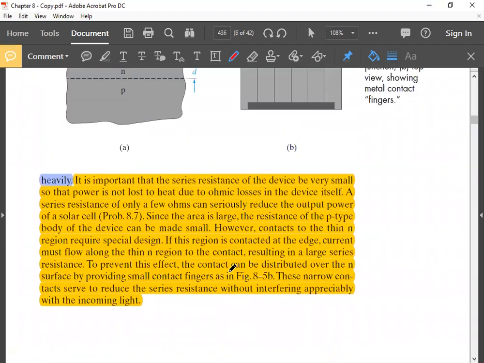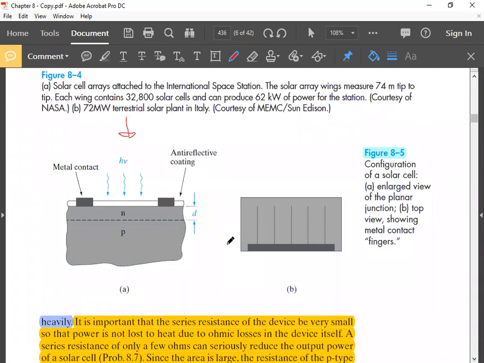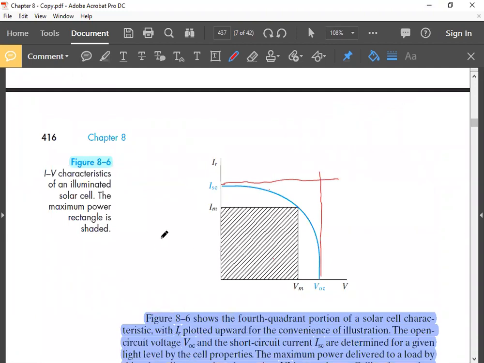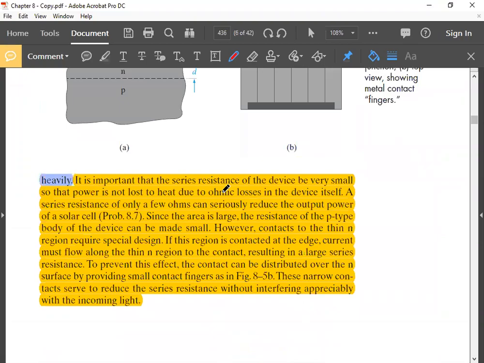So there are in total 6 design considerations for solar cell, and these 2 figures and this figure. So that's all about solar cell. Any question on solar cell?